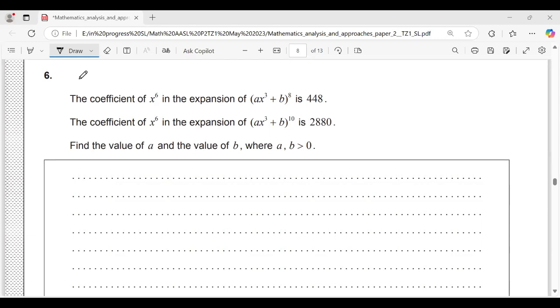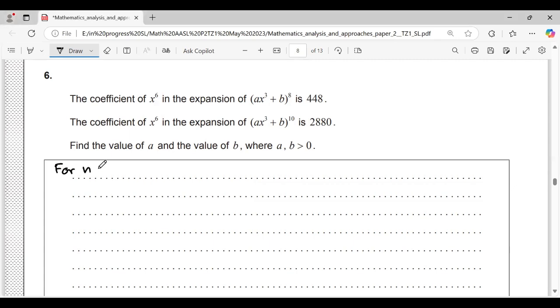Number 6, the coefficient of x power 6 in the expansion of (ax cubed plus b) power 8 is 448. The coefficient of x power 6 in the expansion of (ax cubed plus b) power 10 is 2,880. Find the value of a and the value of b, where a and b are greater than 0.